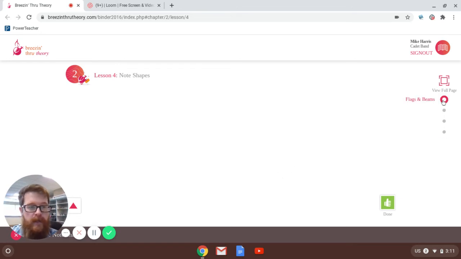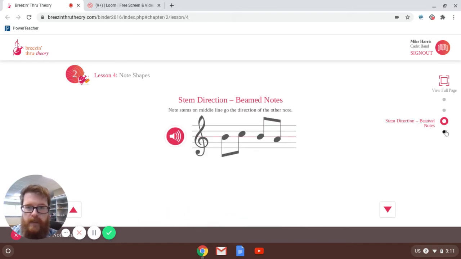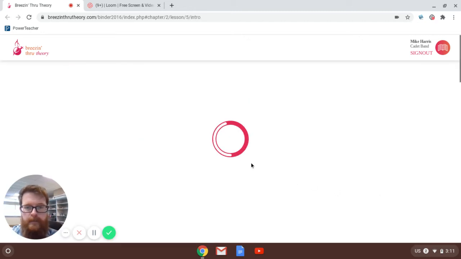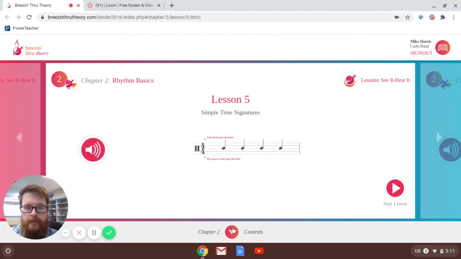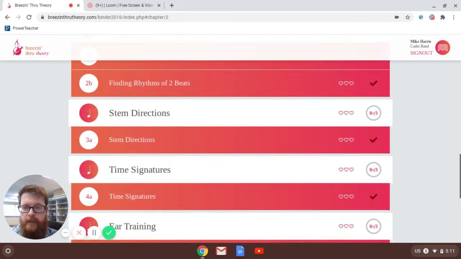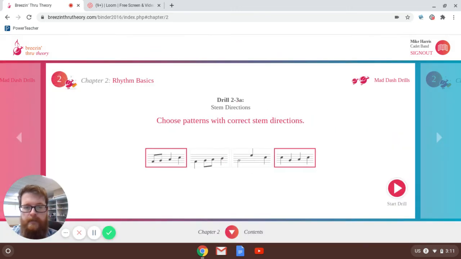When the note goes up, the stem is on the right. When the note goes down, the stem is on the left. One last thing to note about your notes is that stems when they go up are on the right side and stems when they go down are on the left side. If you need to, it might be a good idea to go back and write down each of these tips because our mad dash drill is going to review them to make sure you understand where the stems go.